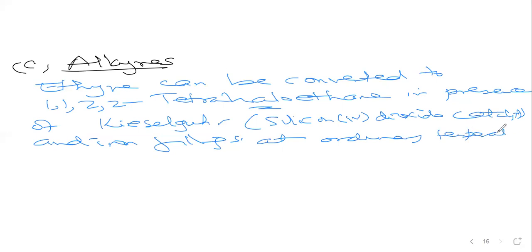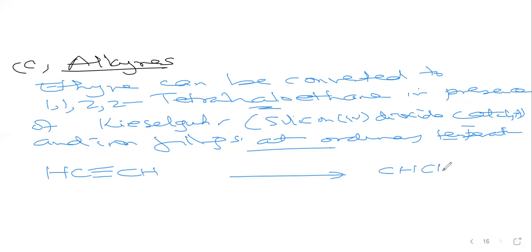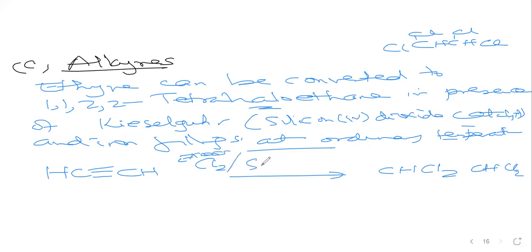I know you remember the mechanism for that reaction. Not this one, the next reaction we shall see. So if I want to convert ethyne to maybe CHCl2, that compound can be written as CHCl, with a chlorine atom here, CHCl, another chlorine atom there. We use chlorine. That chlorine is used in excess in the presence of silicon(IV) oxide and then iron.